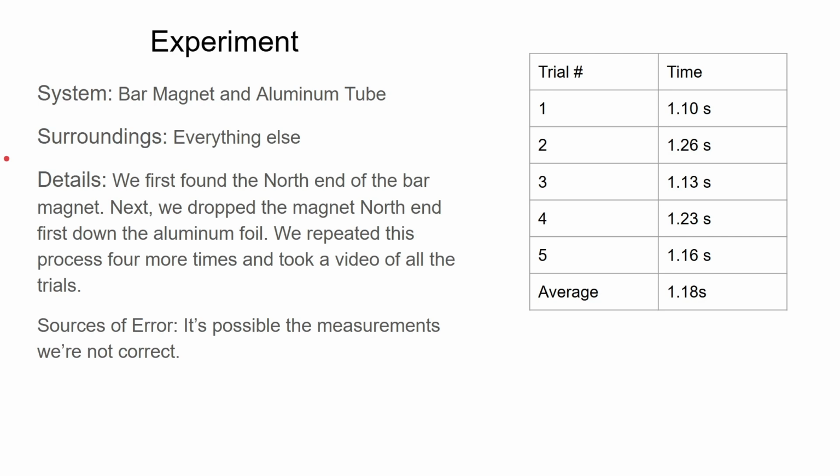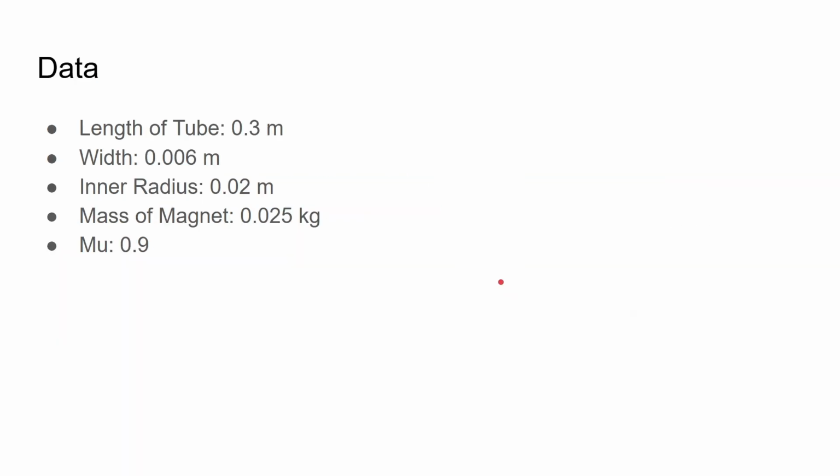Source of error: we might not have measured everything correctly when we were calculating the time, because we were just eyeballing it, going from frame to frame. So first try we got 1.1 seconds, second 1.26, third 1.13, fourth 1.23, and fifth 1.16 seconds. Then we just took the average.